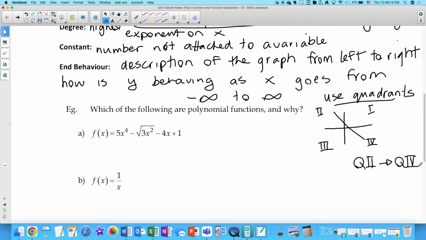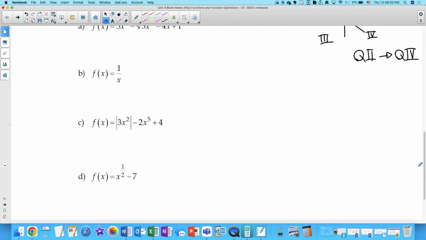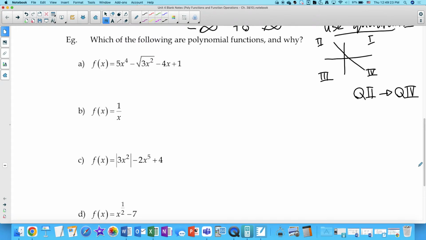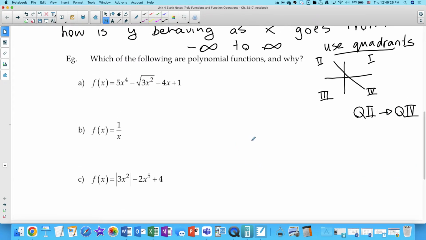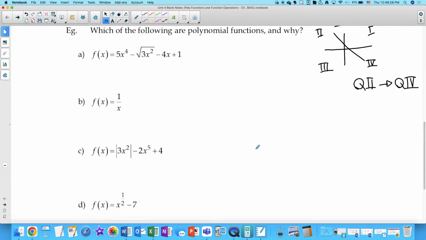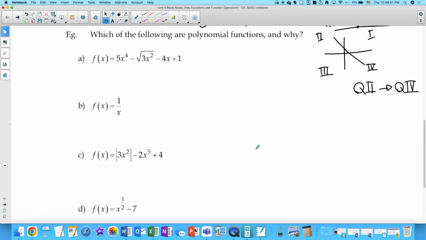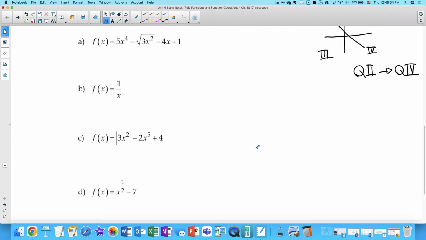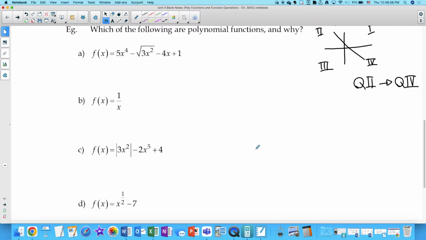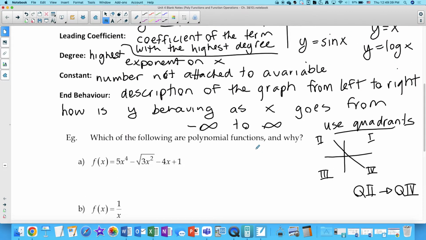Okay, so I want to look at these various functions and then decide whether or not these functions are polynomial or not. And there are a couple of trick questions in here. Oh, actually, before I talk about that, I want to talk about one more thing up here. Another description that we can give to polynomial functions is we can talk about whether they're even functions or odd functions. Okay, so what do you think that might refer to?